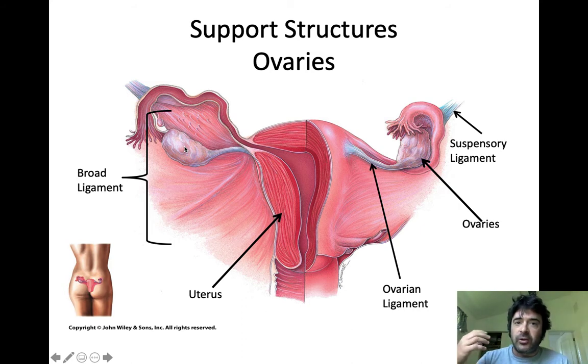Now these structures need to be supported internally. Support structures include the broad ligament. The broad ligament locks the uterus, the superior portions of the vaginal canal, and portions of the fallopian tube into place and prevents them from wiggling around within the pelvic cavity. It is continuous with this external layer on the uterus that we're going to talk about when we talk about the uterus specifically. The ovarian ligament locks the ovary into place, and the suspensory ligament stabilizes the position of the fallopian tube. So know those support structures, and what we're going to focus on first today are the ovaries.